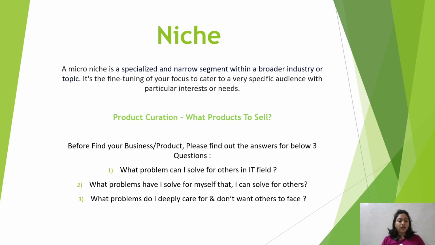Then the second question you can ask: what problems have I solved for myself that I can solve for others? If I'm going to solve that problem, then what is my gain? Of course, I earn money. Of course, I share my knowledge. Of course, I have used that knowledge. Then, using that knowledge in a proper chain and structure, I gain money, so I can solve my problems with that money. You can think like this.